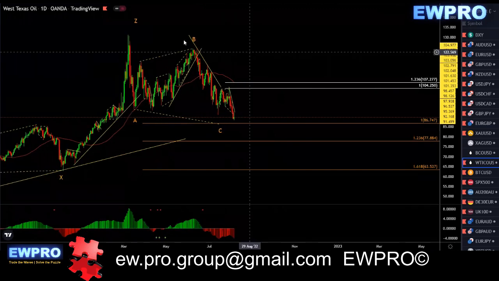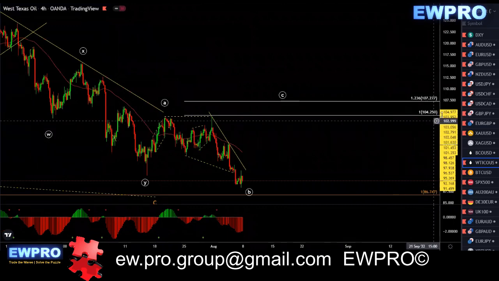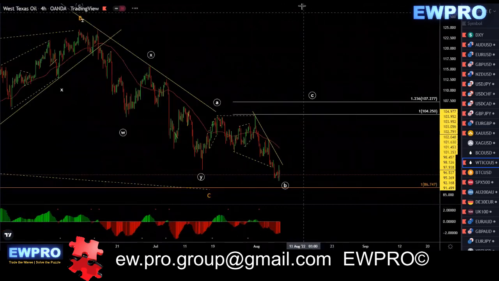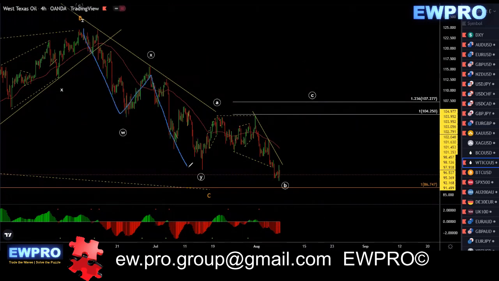On the H4, whether we look at this, it doesn't really matter which way we look at this. I was looking at W, X, Y, X2, and I was looking for that Z down. Well, we did go and break the low. Whether we look at it as a Z down or how I'm actually looking at it as an A, B, and we get a C up to this 100 fib before we get more downside, possibly more downside.